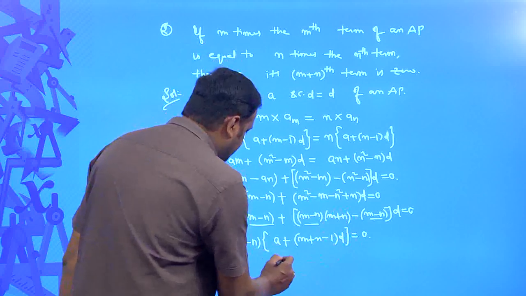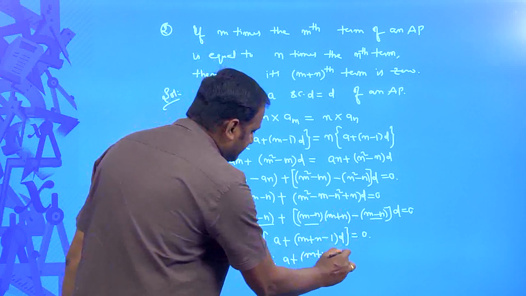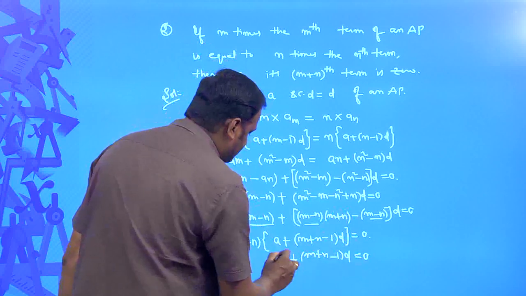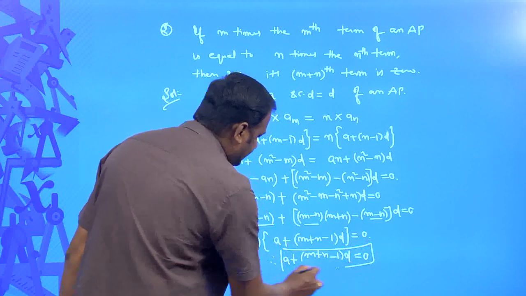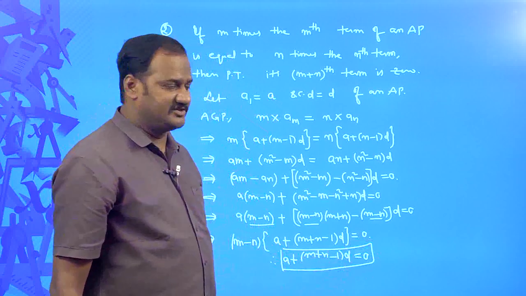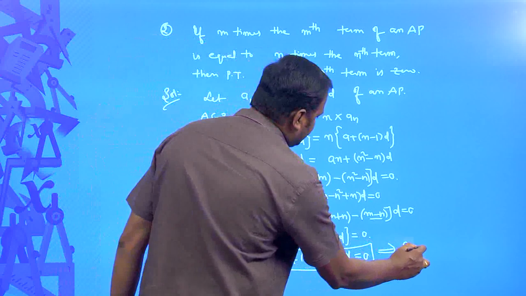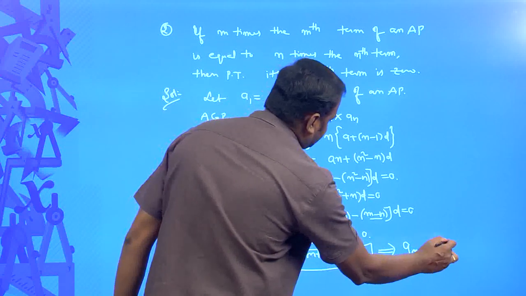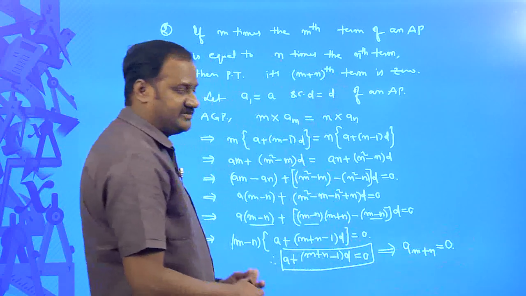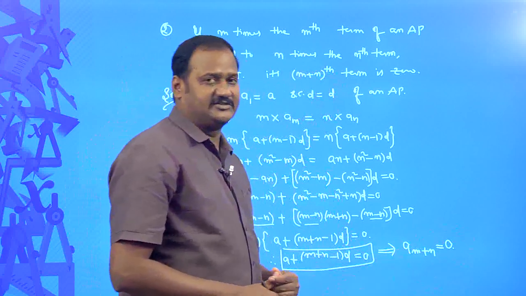So, therefore, a plus m plus n minus 1 into d is equal to 0. But what it is exactly? A plus m plus n minus 1 into d is equal to 0 is obviously m plus nth term, right? So, a plus m plus n minus 1 into d, the m plus nth term, is going to be 0. So, m plus nth term of this AP is going to be 0.